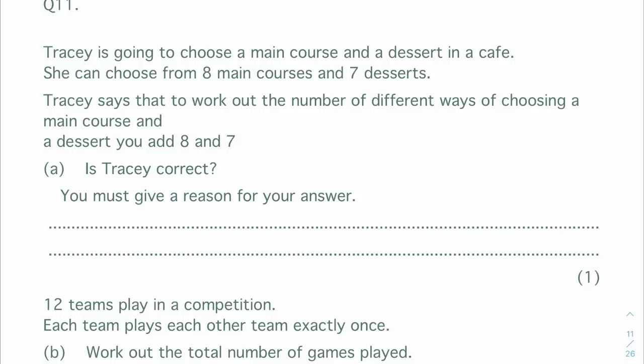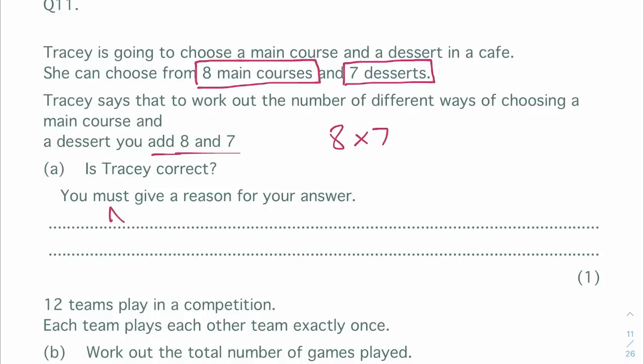So this is the product rule. When we're working out a total amount of combinations, we pick the total amount of combinations in the first pick, which is 8 main courses, and the total amount of choices from the second pick, which is 7, which we times together. So we would just do 8 times 7. So Tracy has obviously said you need to do adding 8 and 7. So no, she is incorrect. So is Tracy correct? No. You would say she should multiply 8 and 7.